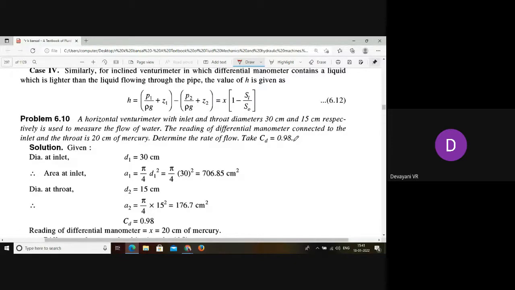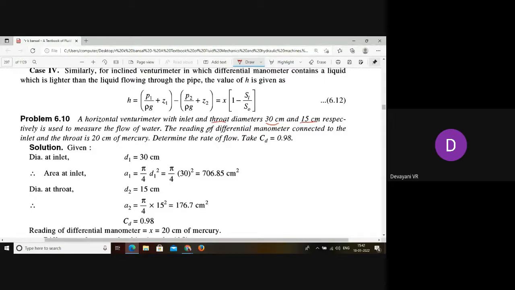So for the horizontal venturimeter, at the inlet, the convergent, the diameter is 30 centimeters, and at the throat, the diameter is 15 centimeters. D1 is 30 centimeters, so we should convert the value into meters. Always do remember. And D2 is 15 centimeters, right?